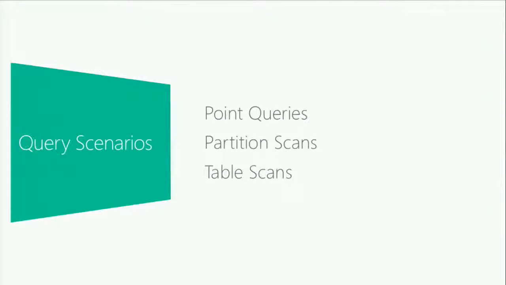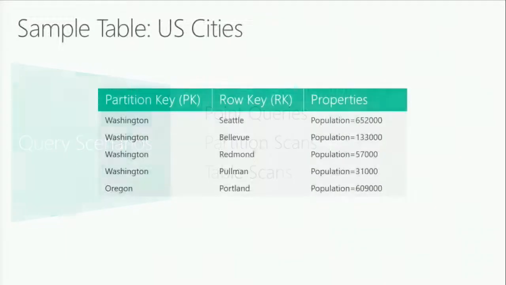So let's talk about 3 different query scenarios. We look at a US cities table for an example here. This is a table of just some cities in the state of Washington. We've used state as the partition key, and then city as the row key, and then just as an example property, we've put the population of each city into the property values.